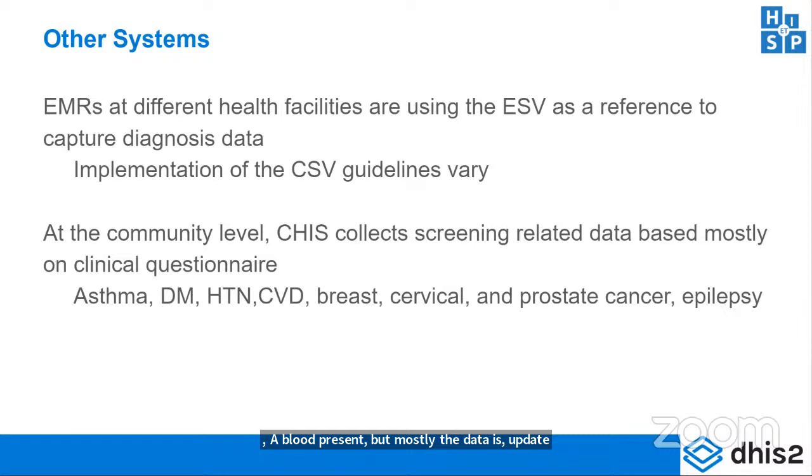Here there are questionnaires and algorithms to tell if a person has asthma, diabetes, hypertension, cardiovascular diseases, breast, cervical and prostate cancers, epilepsy, and eye health. So the CHIS has about 19 packages, including antenatal care, child health, WASH, and one of the packages is focused on NCDs.